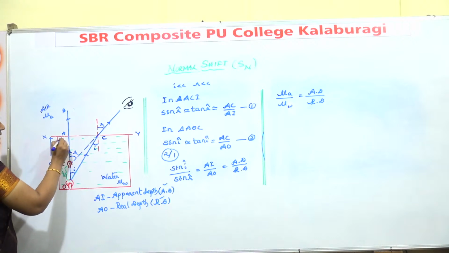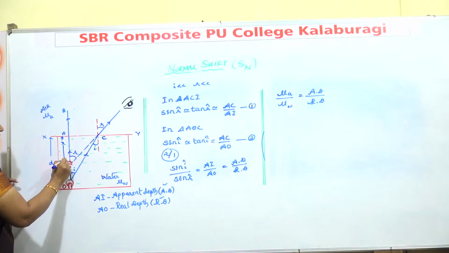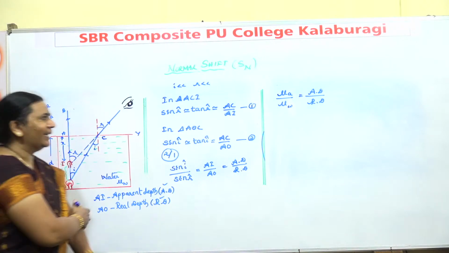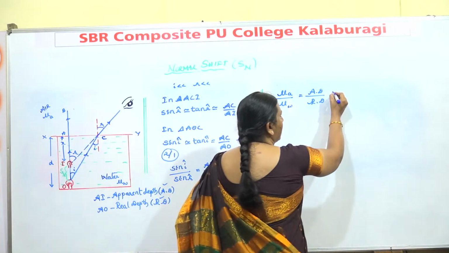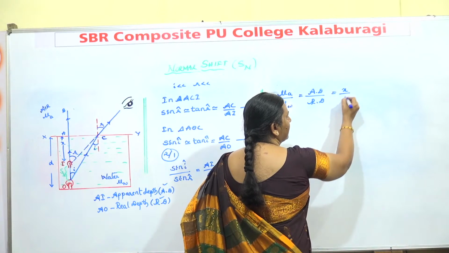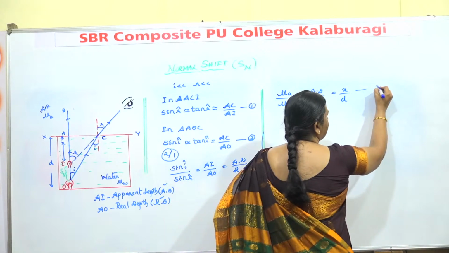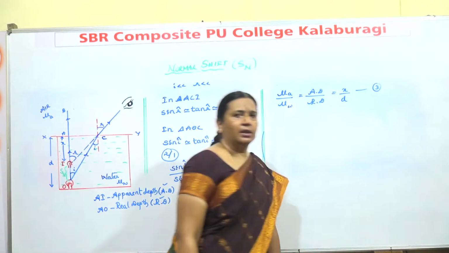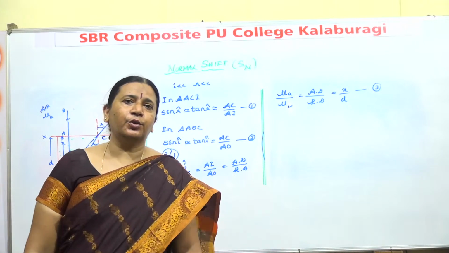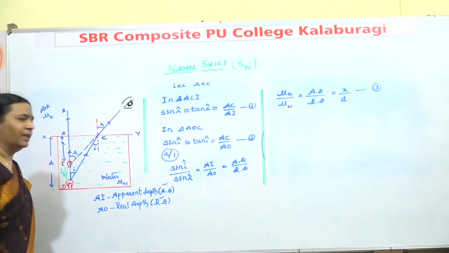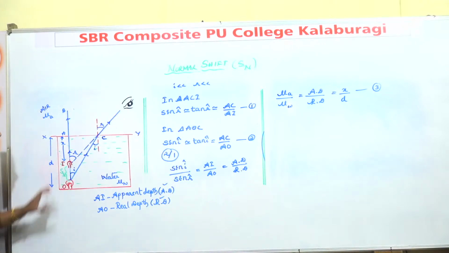Let me take the apparent depth as something x. I can write it as x by d then. This can be taken for our reference as x by d. Call this equation number one. Now we have to work out the normal shift. Simple. The physics is over, now only geometry we have to do.